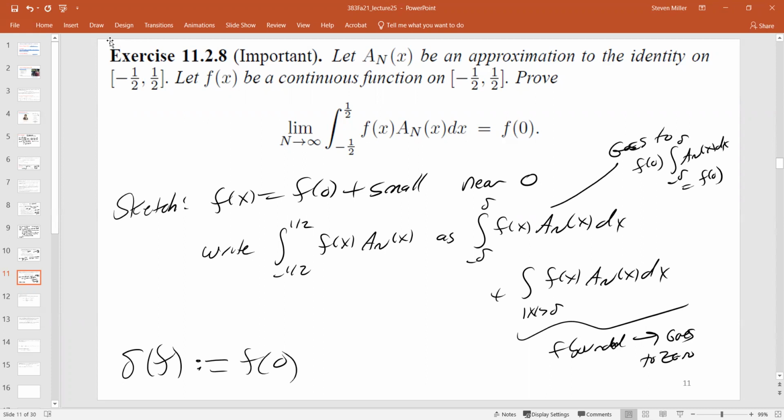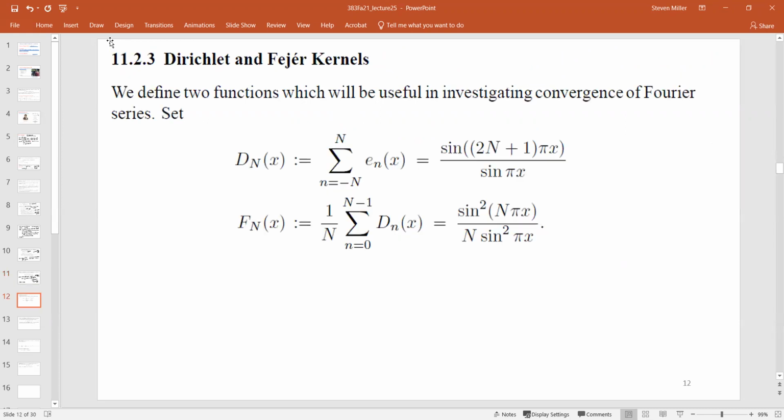Okay. So now we can finally see why we give a name to these and why this is useful for what we're doing. So we have the Dirichlet and the Fourier kernels. It should be obvious why we're denoting the first one by D. This is the Dirichlet one, and the second one is the Fourier one. And it's defined as the sum of the E_n(x). And the second one is a weighted sum of the E_n(x)'s.